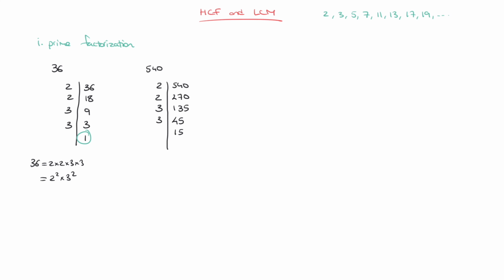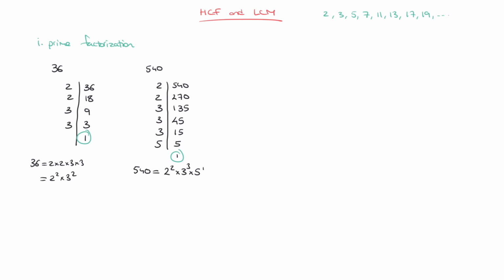And 15 is still divisible by 3. So I can write another 3 here, and that gives us 5. And finally, 5 has a factor inside this list, and it's itself. So I write the 5 here and the 1 underneath, and that's where I stop. So 540 is equal to 2 times 2, which is 2 squared, times 3 times 3 times 3, so that's 3 cubed, times 5. And so we could write that as 2 squared times 3 cubed times 5. And you could write 5 to the power of 1 if that makes you more comfortable.